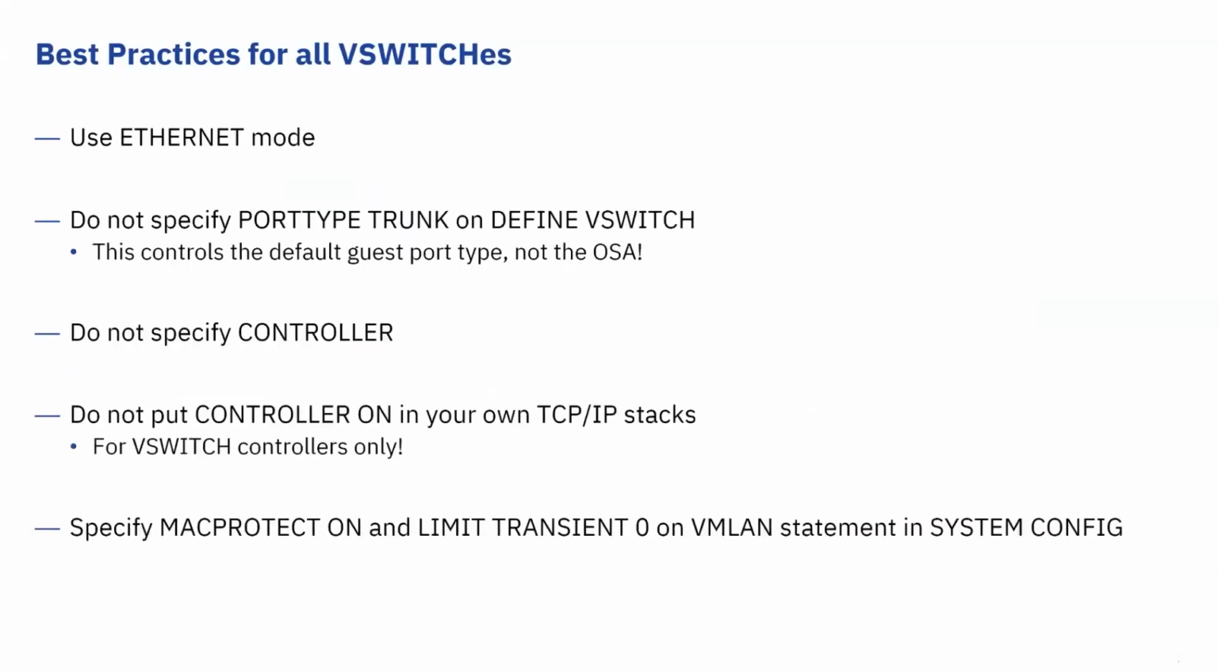So, best practices for all vSwitches. To summarize, I prefer that you use Ethernet mode. Do not specify port type trunk on the defined vSwitch. Do not specify the controller option. Allow it to default. There is a function in the TCP/IP configuration that says controller on. Don't put that in your own IP stack. You do not want your IP stack becoming a controller for the virtual switch.